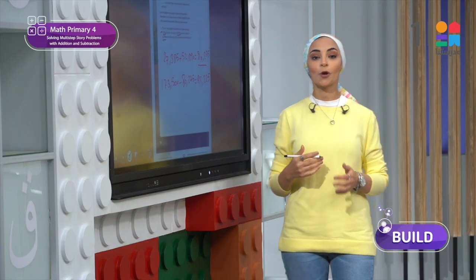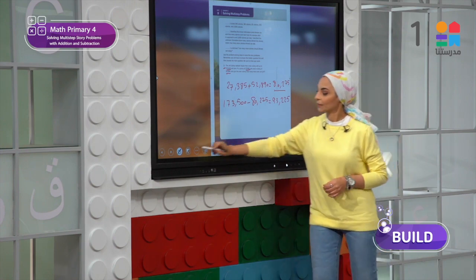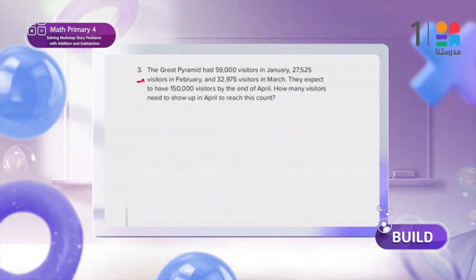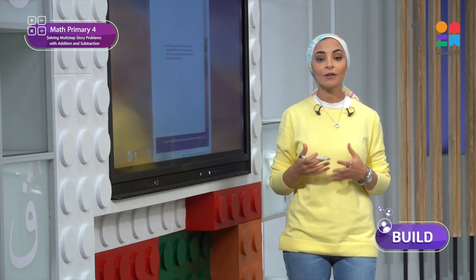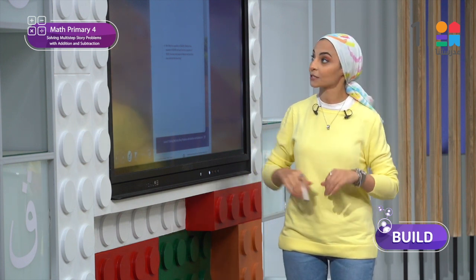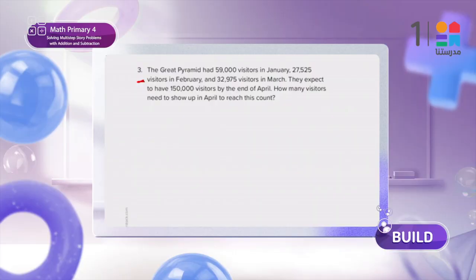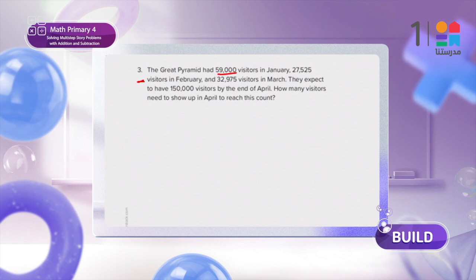Now let's move to problem number 3. Here's problem number 3. As you see here, this is my problem. What is the hidden question? How many visitors came in the 3 months? Let's read it all together. The Great Pyramid had 59,000 visitors in January.